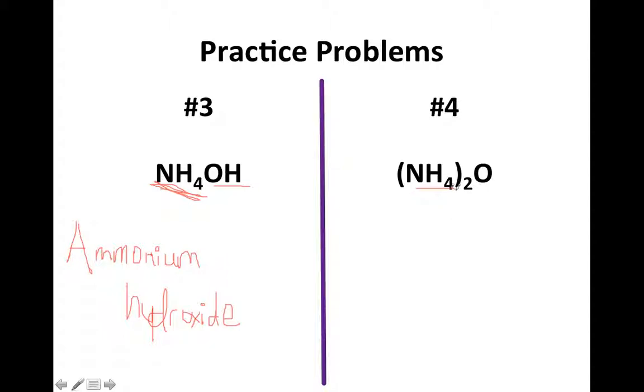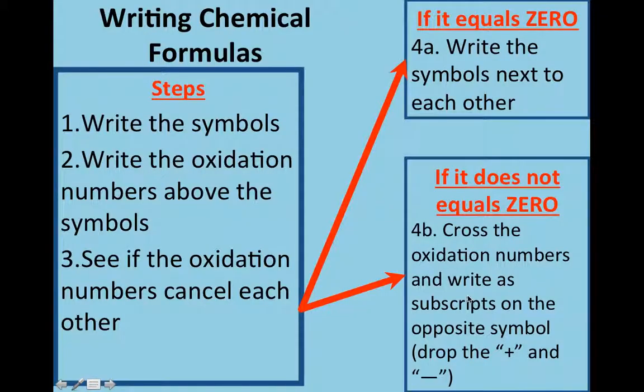Okay, and then the last one we have right here, again, another ammonium. And we have O by itself, so then that would be oxide. Remember, it's oxygen, but we're going to drop the YGEN and add IDE. So it's oxide. So it's ammonium oxide. All right, are there any questions?